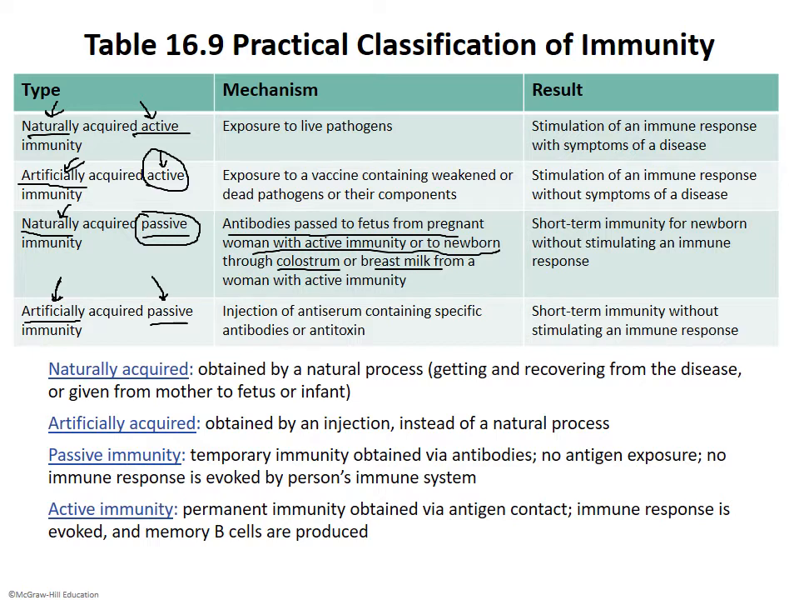So up here, this artificial active is going to inject the antigen, and my body is going to attack it and make the antibodies. In artificially acquired passive, this person's immune system won't make the antibodies, so the antibodies themselves are created somewhere and then put into the body. All right, so those are the four. Again, it's pretty simple as long as you just pay attention to the two different sets of words, and they definitely tell you what's going on with that.